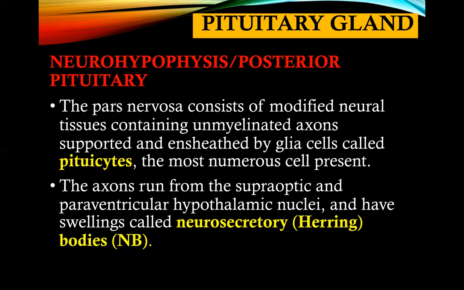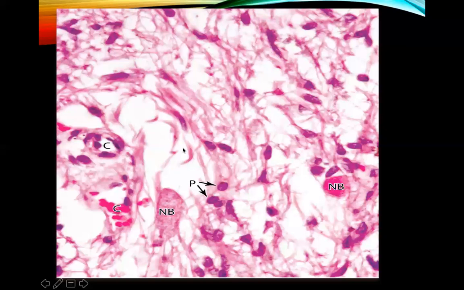or the Herring bodies. Now, this picture is an illustration taken from Junqueira, wherein we can visualize the posterior pituitary gland. The cells indicated by letter P are our pituicytes. C stands for the capillaries, and NB is our neurosecretory bodies, or Herring bodies.